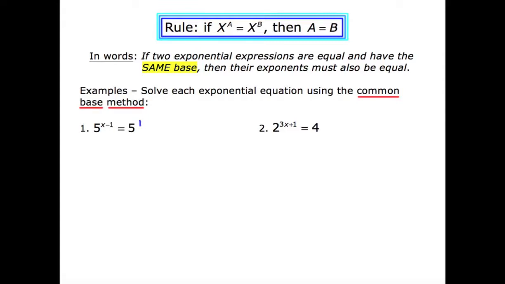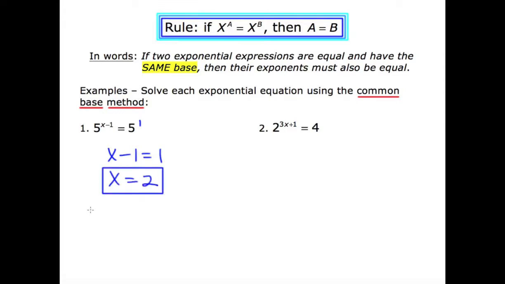Now, according to the rule above, if you have this situation where the bases are the same, merely equate the exponents. So this generates a new equation of x minus 1 equals 1. Adding 1 to both sides, we end up getting x equals 2.